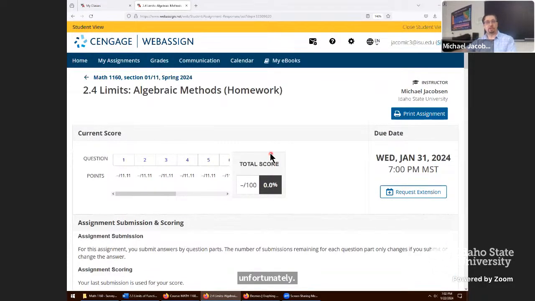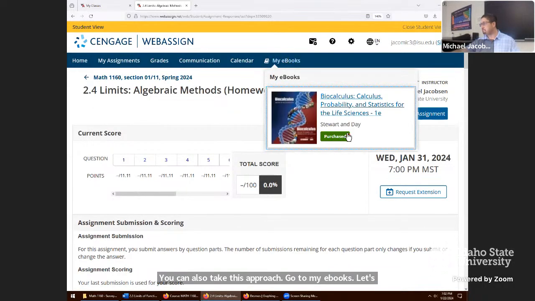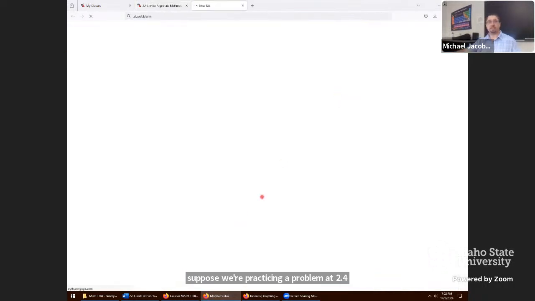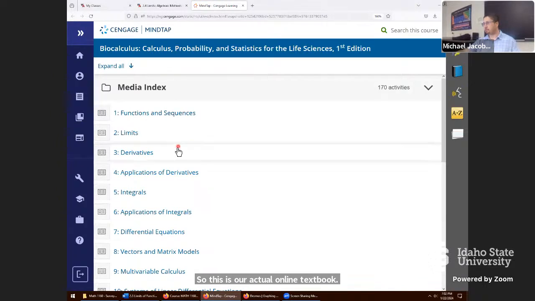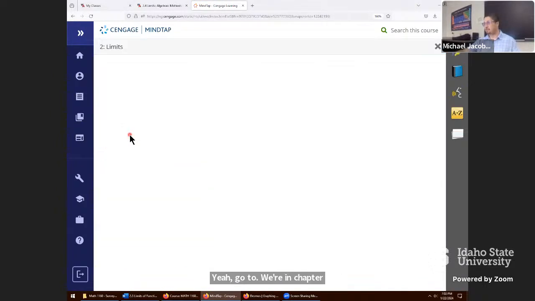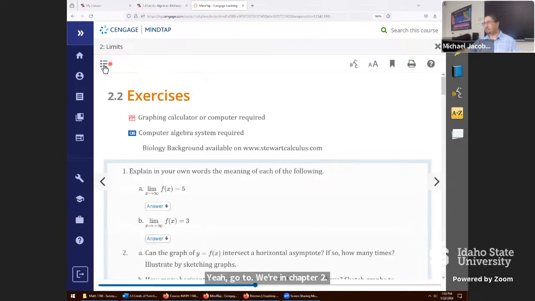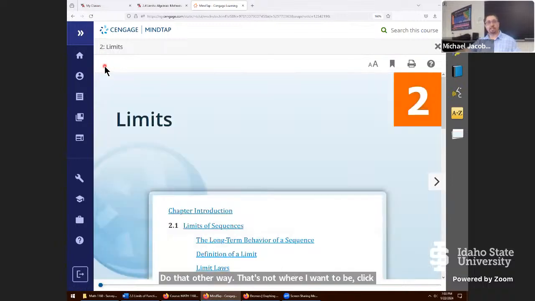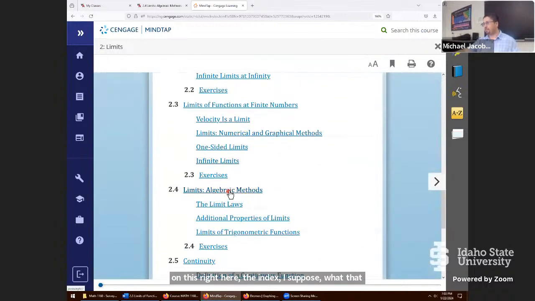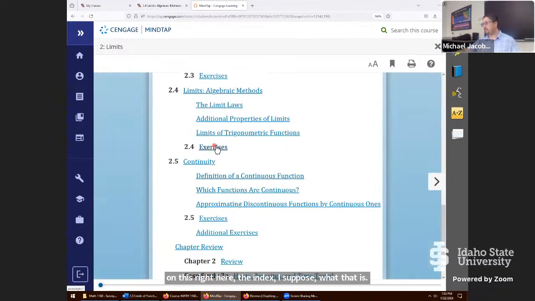If you decide you want to practice more problems, but they didn't give us multiple versions, you could also take this approach. Go to My eBooks. Let's suppose we're practicing a problem in 2.4. So this is our actual online textbook. We're in chapter 2. Move that out of the way. That is not where I want to be. Click on this right here, the index, I suppose. We're in 2.4, but we're just trying to practice additional problems. Go to the 2.4 exercises right here.